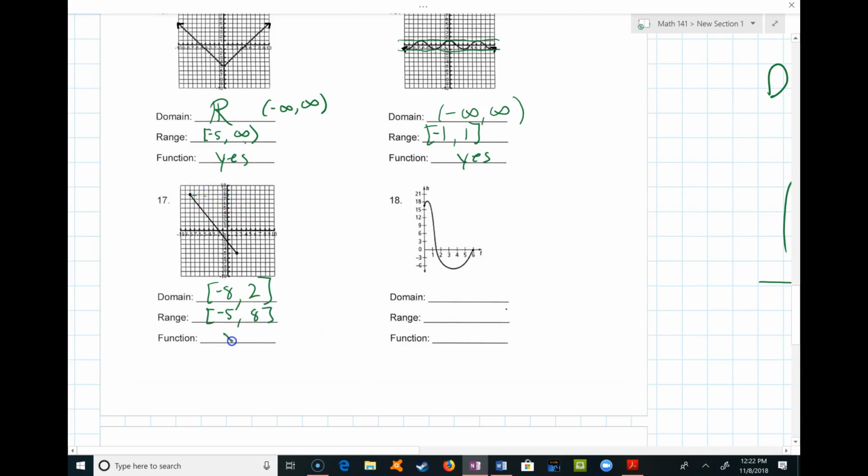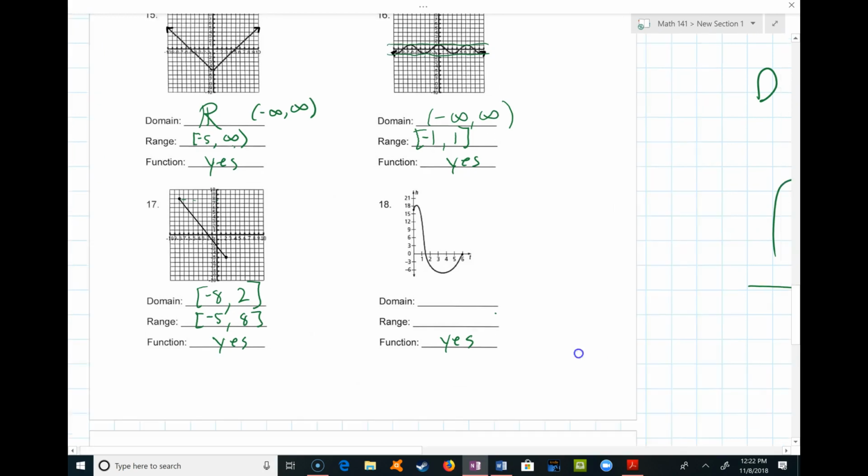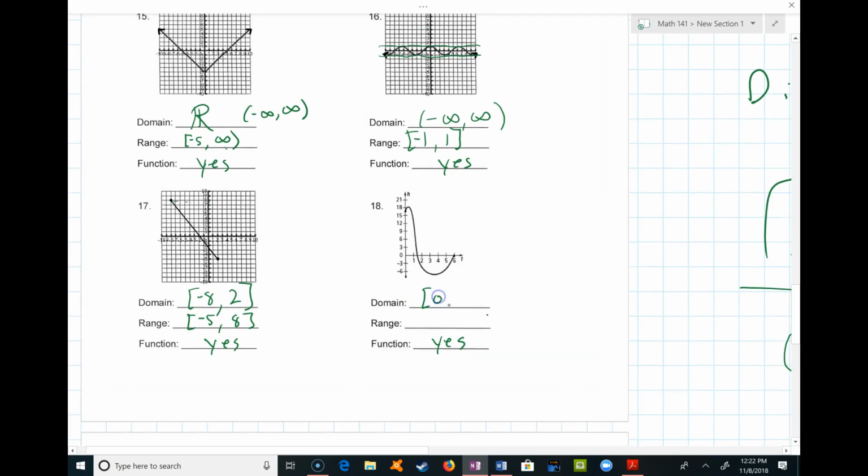And again, this is a function. It's just a straight line. This is a function because there is no vertical overlap. And then the domain looks like it starts at 0. That's the farthest it goes to the left, and it ends here at 6. And everything in between works.